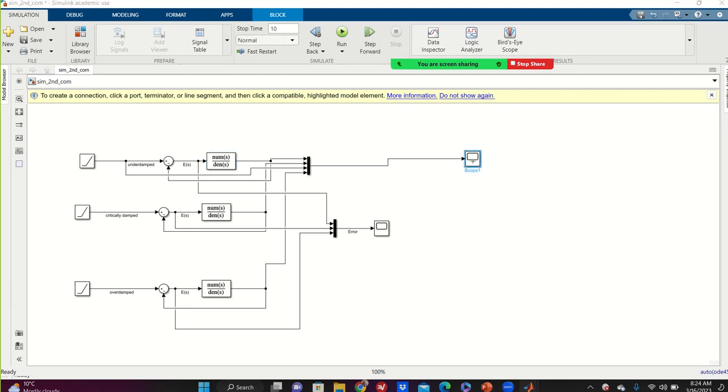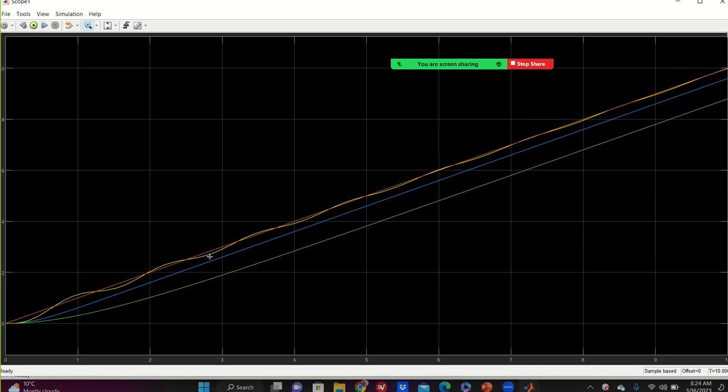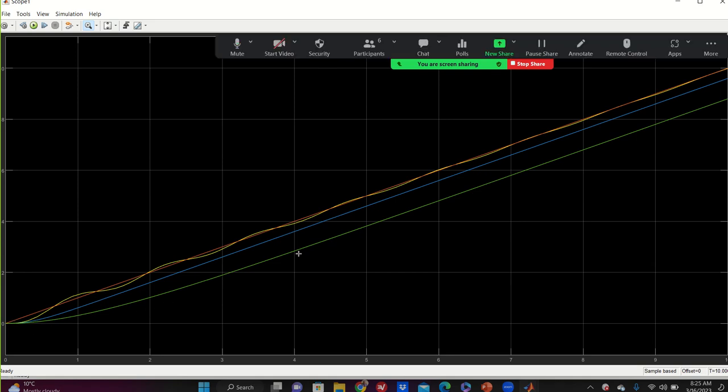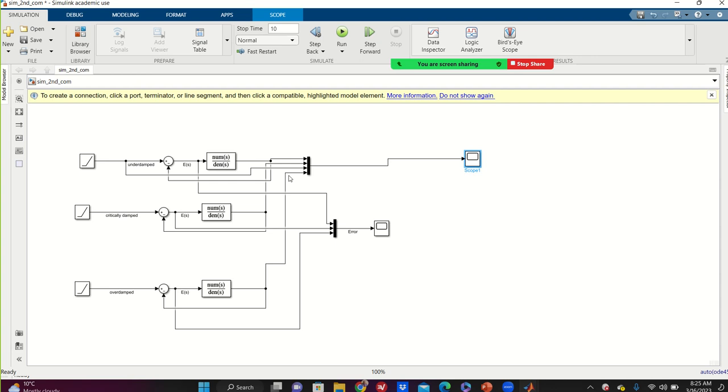Here we go. See guys, underdamped system, critically damped system, overdamped system. Overdamped system is much slower to settle down. Critically damped system settles down here at 1.2 seconds. Overdamped system, as I told you, takes almost 4 or 5 seconds to settle down. And this is the underdamped system. Clear, everybody? Yes?